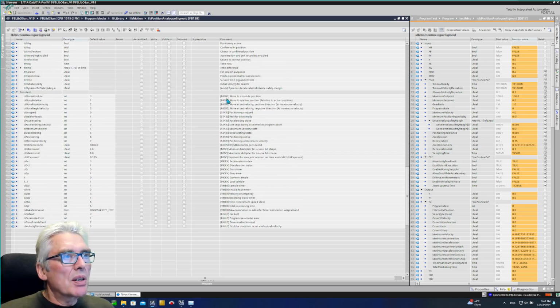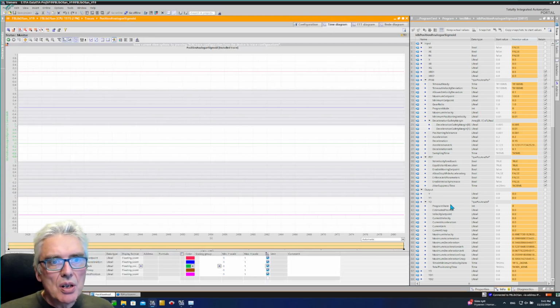And then we are looking at these modes that we're going to look at: absolute, 0, relative to actual position, set velocity, positive direction, at maximum velocity, or the velocity set point, which is this one here. Move at set velocity, negative direction, at maximum velocity. It's not this maximum velocity, but the velocity set point. And then you get some more information after.